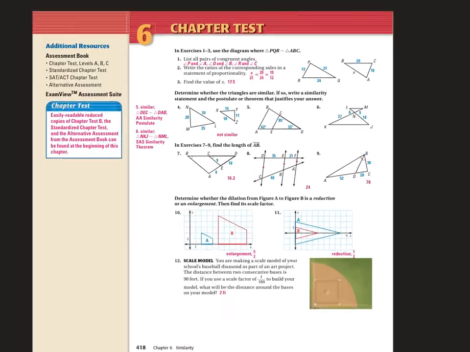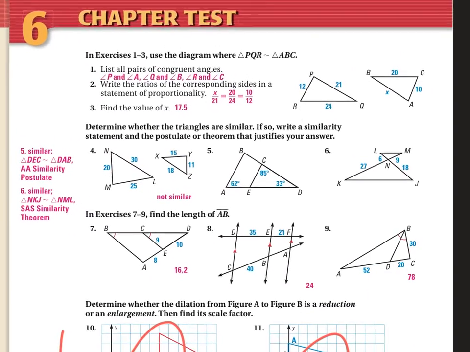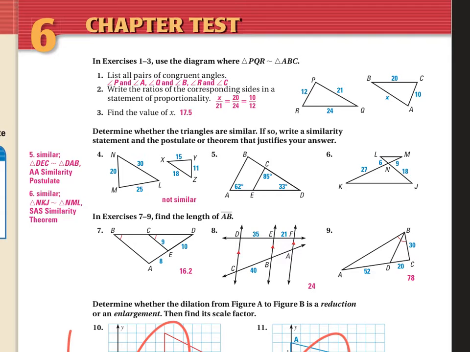And then the chapter test was the last one. So we went up to 10. Right, this is gone, yeah. Number 1. You're going to post the answers, right? Yeah. Number 1 is the pair of congruent angles, so P to A, Q to B, R to C. Number 2 is your ratio of the sides, and number 3 is the actual value of X.